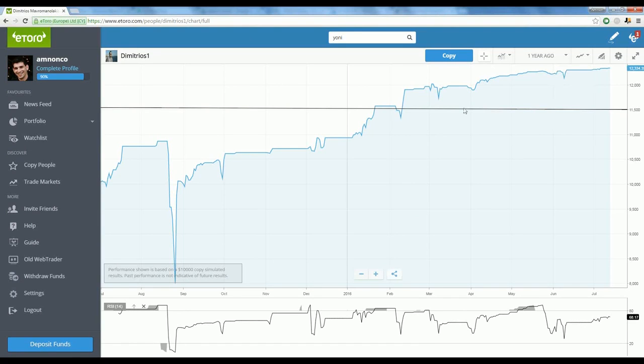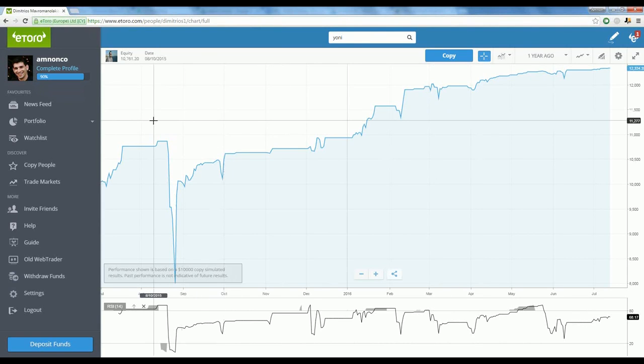Okay, how often does it update the chart? The chart updates once a day, at midnight. These are all daily returns. You can see it here, each data point is one day.